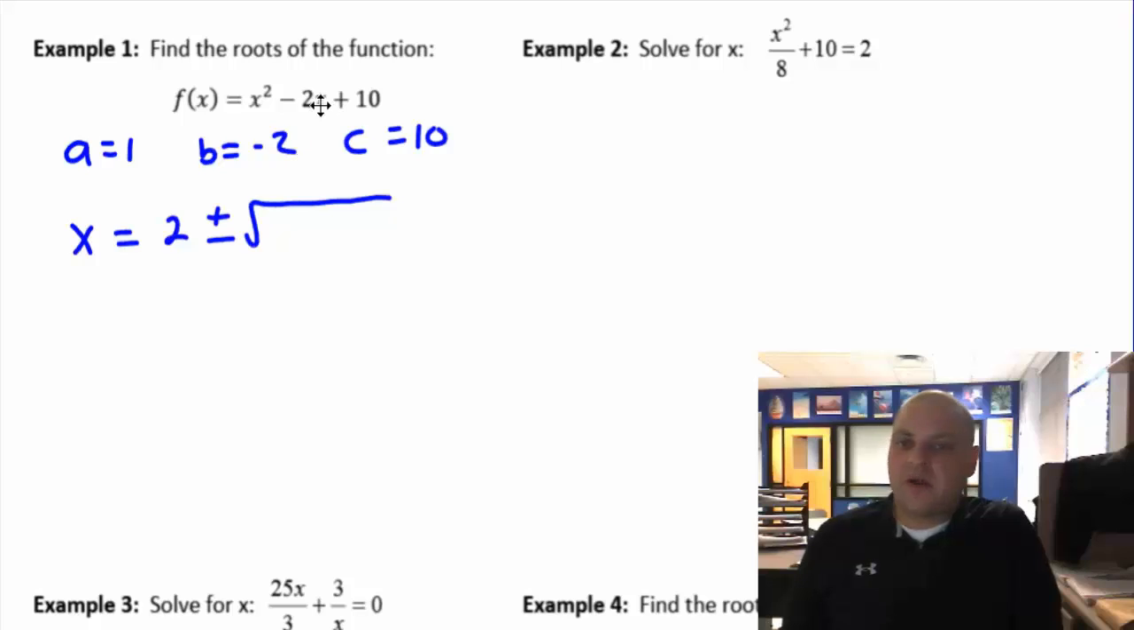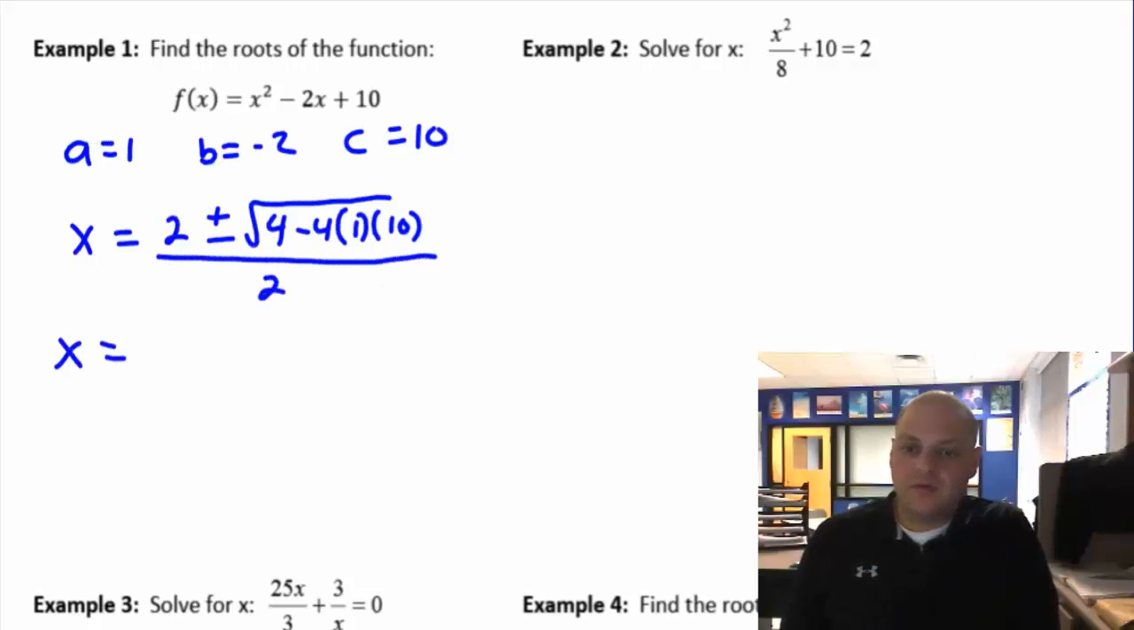b squared, I'm just going to square that. I like to do this in my head. I know that anything positive or negative squared is always positive, so I just take that b value, 2. It doesn't matter if it's 2 or -2. It's going to be 4 when I square it. Minus 4AC, 1 times 10, all over 2a. 2 times 1 is 2. 2 plus minus. Now look, 4 minus 40 is -36 over 2.